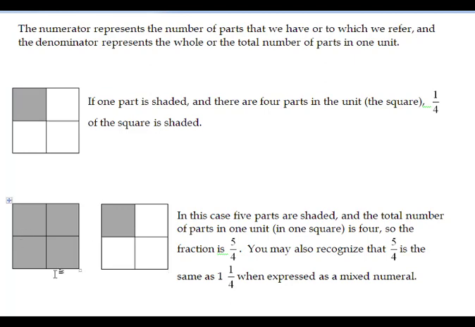Here's another example. This figure shows a fraction that is more than 1. We have 1, 2, 3, 4, 5 parts shaded. So 5 is our numerator, and our denominator is 4 because we have 4 parts in one unit. Or another way of looking at this is that it is one whole unit and 1/4, the mixed number 1 and 1/4. We'll talk more about mixed numbers later.